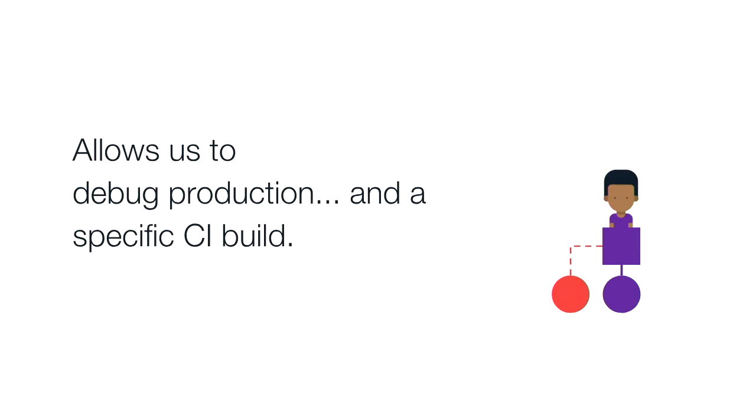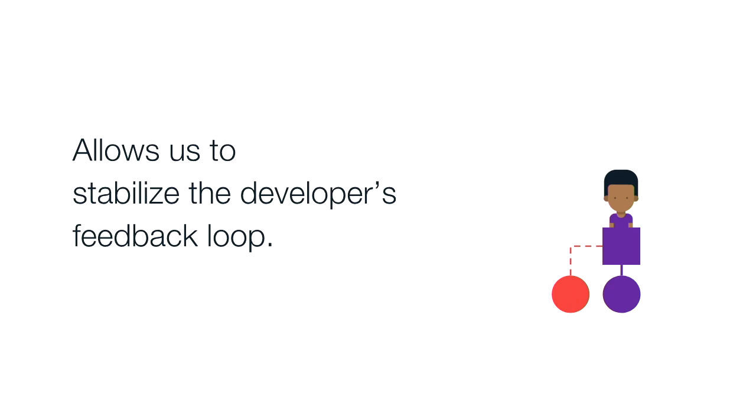It allows us to debug a specific CI build. So if you think something is flaky, we can rerun that and see exactly what's happening. And it allows us to stabilize the developer's feedback loop. So for example, if they're working on a short-lived branch and they just want to see that their code has changed, they don't want to see other things that are thrashing currently in the organization's code. If they have reproducibility, they can get the feedback for what they're doing.